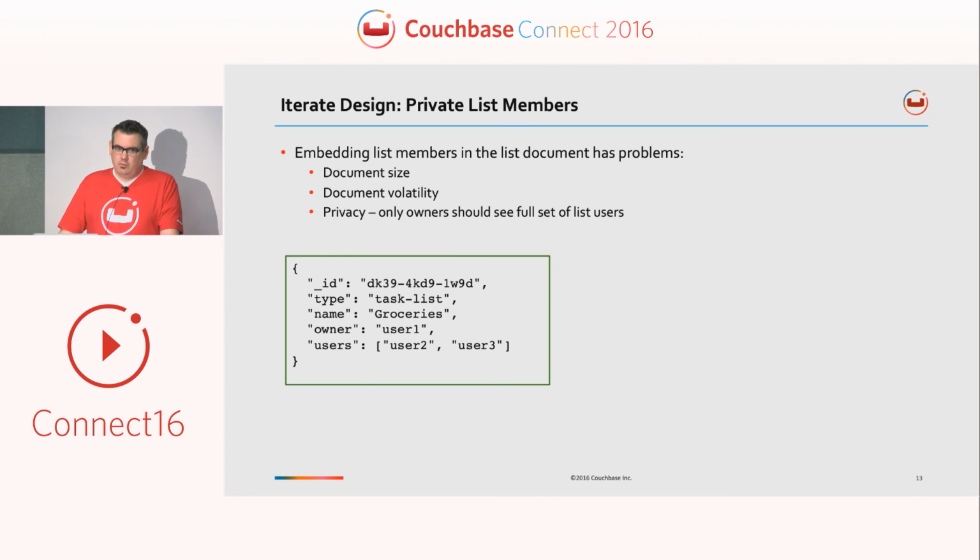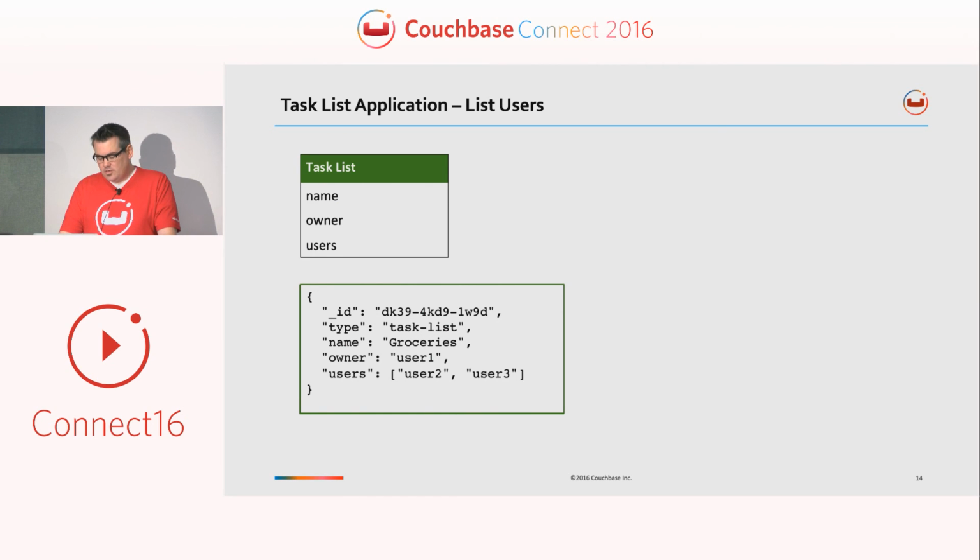In our application, we don't want other users who I've shared the list with to know who else I've shared it with. So in this case, if I want to share the list with Dan, I don't necessarily want Dan to know that I've also shared the list with Tron. And so we have to share the list document with users because that's how those users see what the list is, see what the list's name is. So we need to move the users out of this document if we want to preserve that privacy.